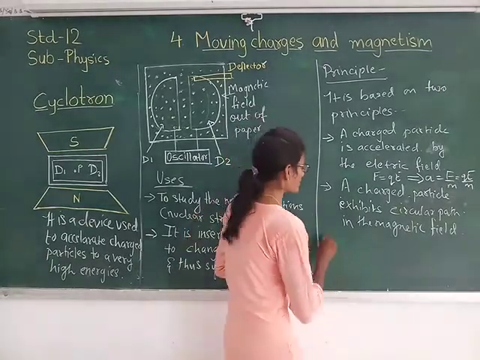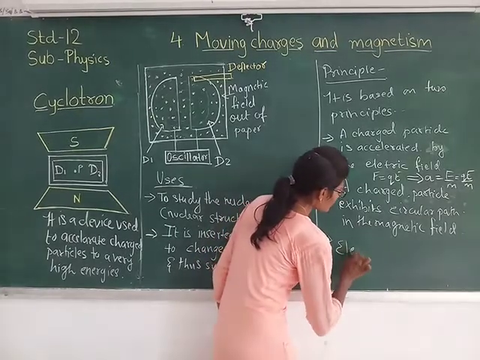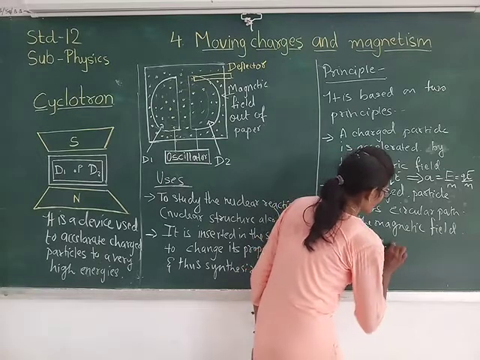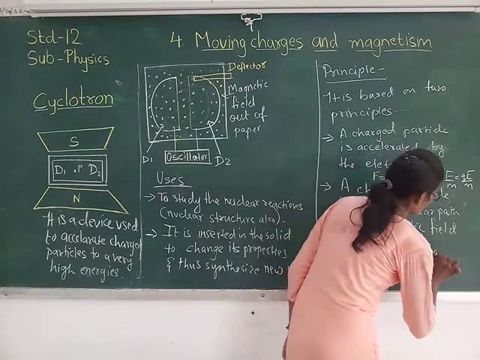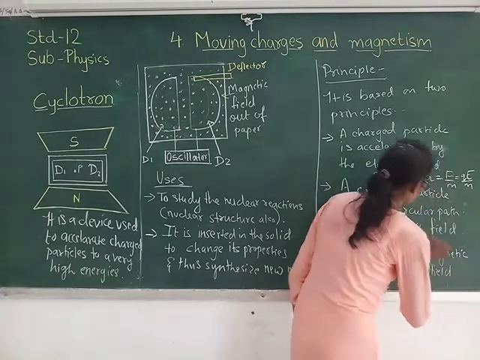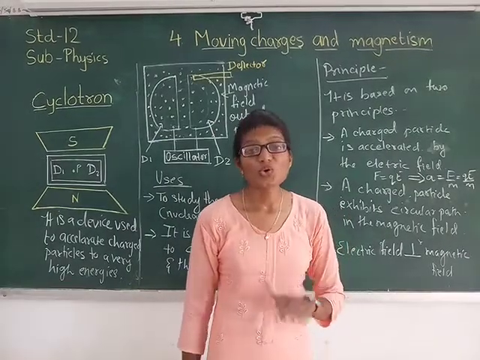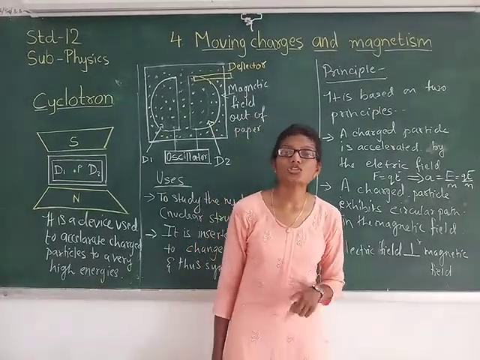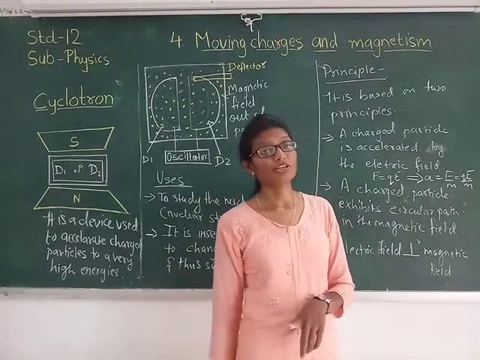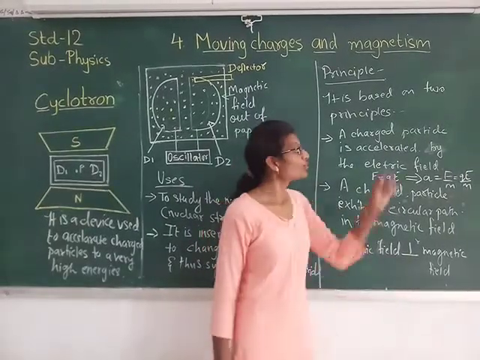But here, what is the condition? The electric field and magnetic field should be perpendicular to each other, right? Electric field and magnetic field should be perpendicular to each other, and such fields are called crossed fields. This is very important. So here we are going to use the crossed fields. So you may note down this principle.